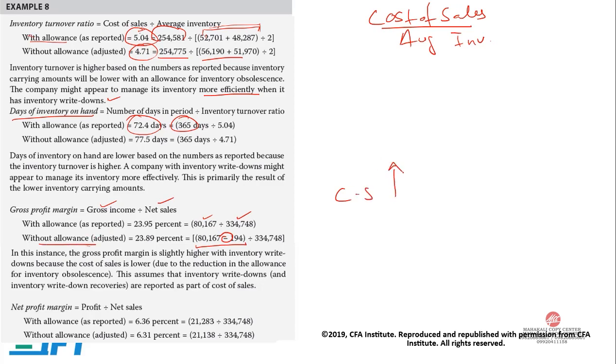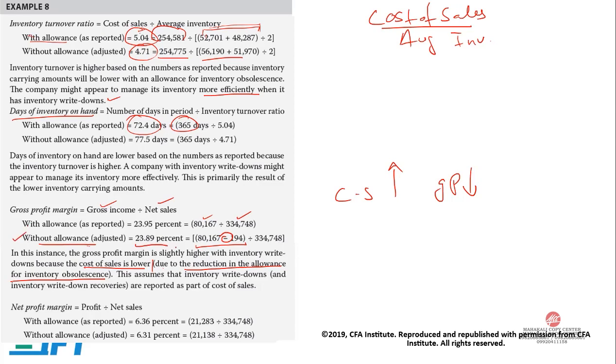Because cost of sales is increasing, this is going to reduce our gross profit by the same amount, that is 194. And again, in this instance, the gross profit margin is slightly higher with inventory write-down because the cost of sales is lower. Now, we need to be very vigilant. This is because of the reduction in the allowance for inventory obsolescence. If this was not a reduction, but an increase in valuation allowance, then without allowance would actually have shown a better ratio.